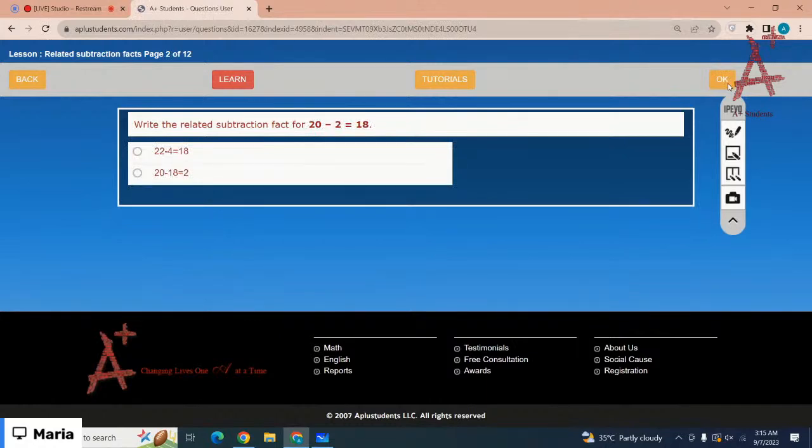Write the related subtraction fact for 20 minus 2 equals 18. So which is the correct option? Option number 2 is the correct option. Very good. You just have to swap these two numbers, right? So it would be 20 minus 18 equals 2.